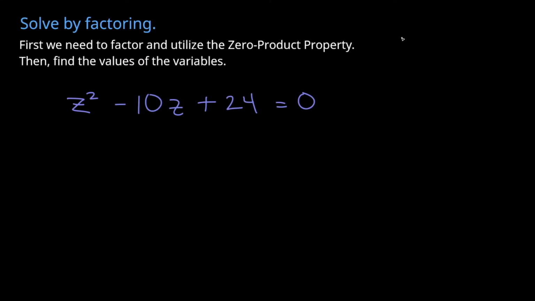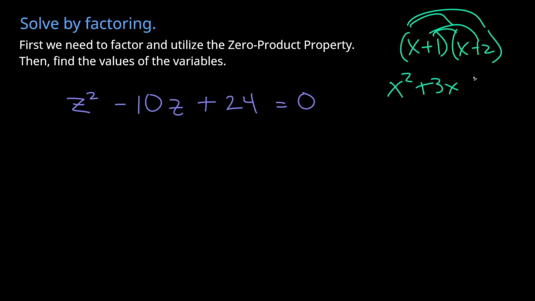You might have seen foiling, where you have x plus 1, x plus 2, and foiling is multiply this and that and this and that. And then you get x squared plus 3x plus 2. Well, what we're doing is we're going backwards. We're starting with this z squared expression, and we want to make it look like this in the factors. Once we get those factors, we're going to set it equal to 0, because that's what we have.